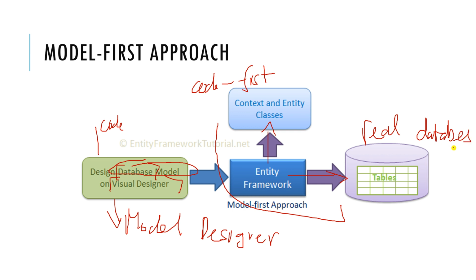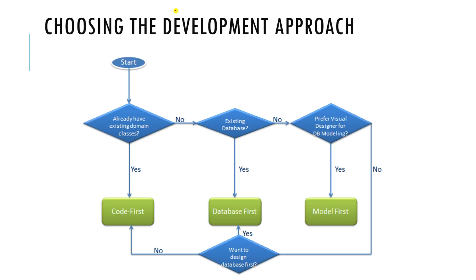Here are three approaches for developing applications with Entity Framework. Here, how can we choose the development approach? First, we consider whether we already have existing domain classes. If yes, we go to code first. If no, we answer the next question. Is there an existing database? If yes, we go to the database first approach. If no, we must go into Visual Designer or DB modeling first, and it is model first.